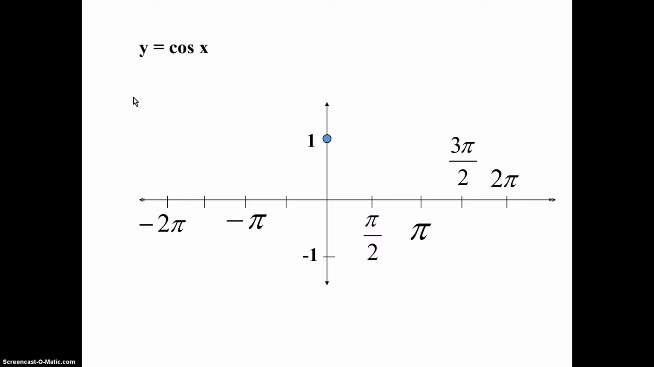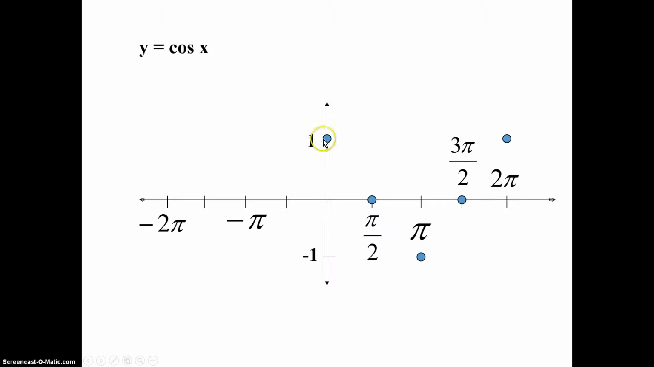When I plugged in pi over 2, it gave me 0. When I plugged in pi, it gave me -1. When I plugged in 3 pi over 2, it gave me 0. And when I plugged in 2 pi, it gave me 1. And it completely makes sense why cosine of 0 and cosine of 2 pi are the same values, because they are at the same spot.